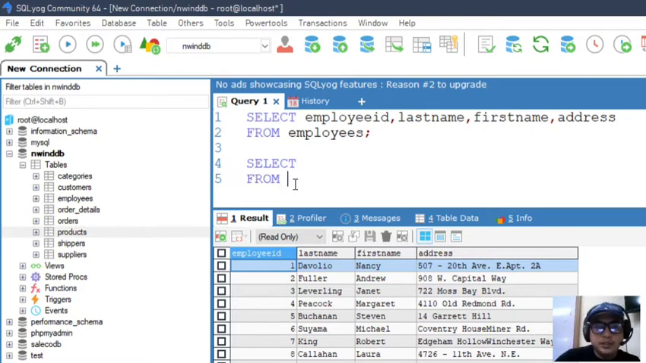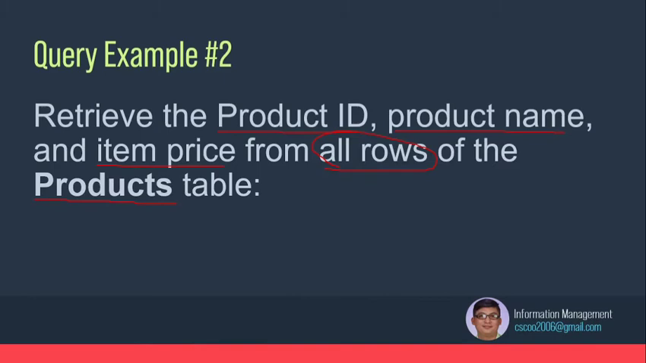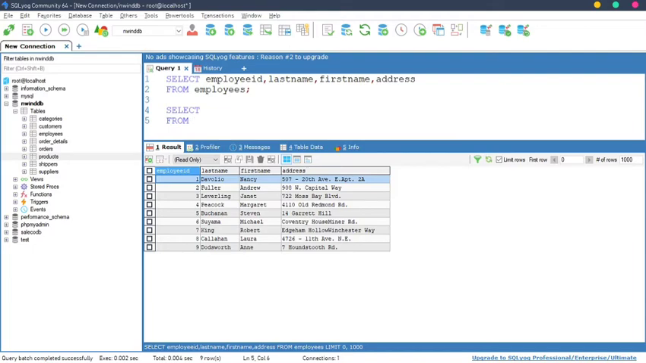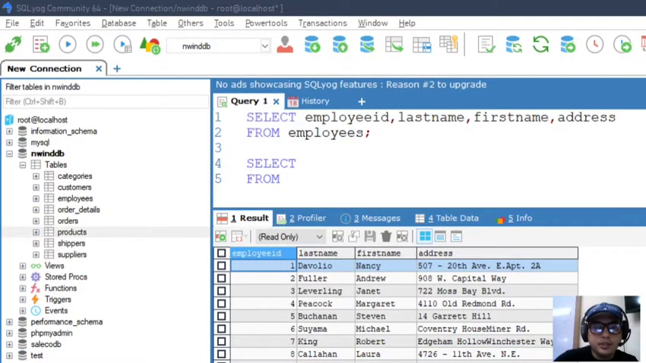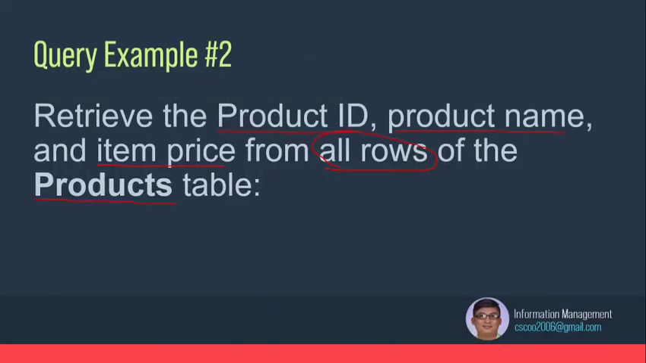Since our query requires us to display records coming from the products table, I will be writing the products table. As you can see, we have here the products. So I'm going to type now the products. From products, make sure you are writing the correct table name. It should be matched. Then second, I will be reviewing what columns the query needs to display. In our example, we need to display the product ID, the product name, and the price.